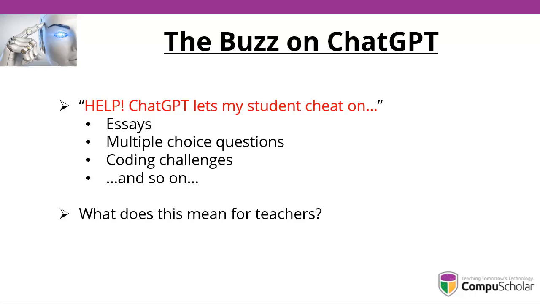So probably the biggest concern through the teaching grapevine on ChatGPT is the possibility of students using this to cheat. Essentially this is an AI tool that lets you type in prompts for essays, multiple choice questions, descriptions of coding challenges, and so forth. And the AI tool will spit back what is, in many cases, a pretty reasonable and accurate answer. So we just wanted to explore the highlights of what this kind of tool means for teachers.